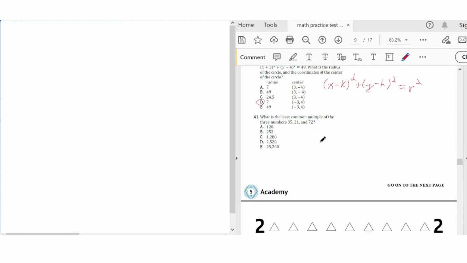1,280 divided by 72 is about 17.8. Also not a whole number. Let's move on.